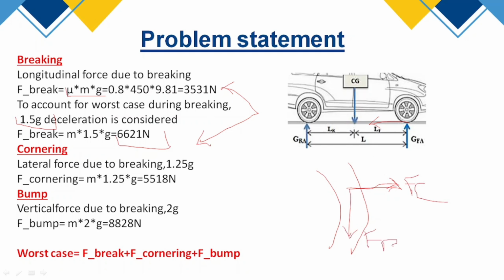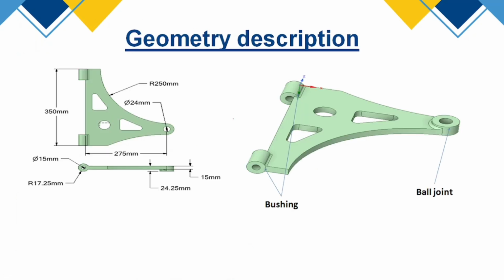And then we have bump. Due to bump, there is a vertical force, which we have considered as 2g. So this is acting on the wheel, 2g, mass into acceleration, which is 8828 newton. So to account for the worst case scenario, we have added all the forces, the force due to braking, cornering and bump. Okay, so this is the geometry of our lower control arm.